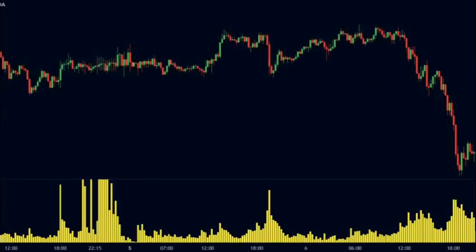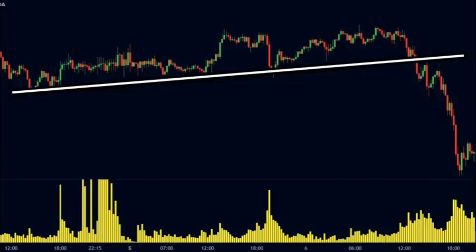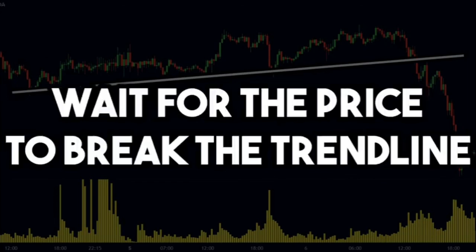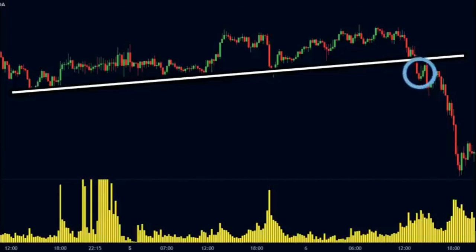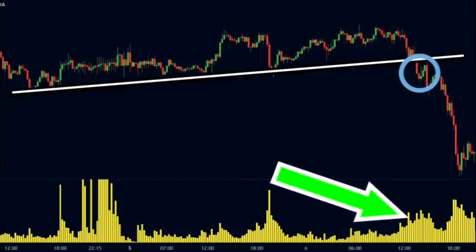But anyways, we create a trend line by connecting the lows. And now, we will wait for the price to break below the trend line. Here is the breakout. Here we see that this candle closes below the trend line. Look at the volume on this candle.